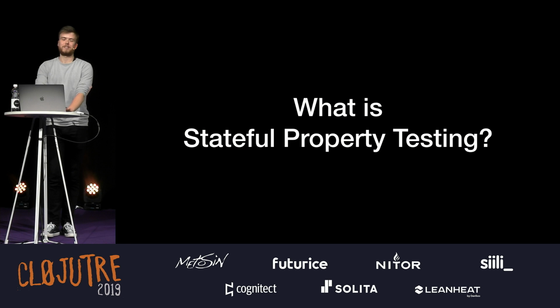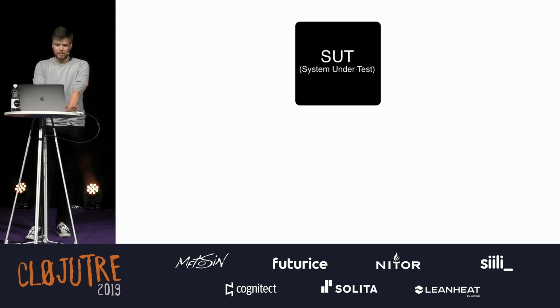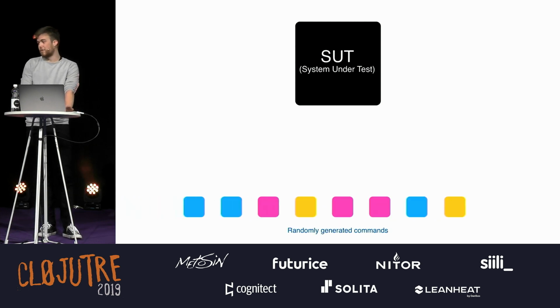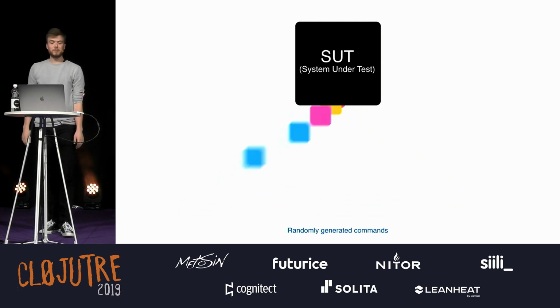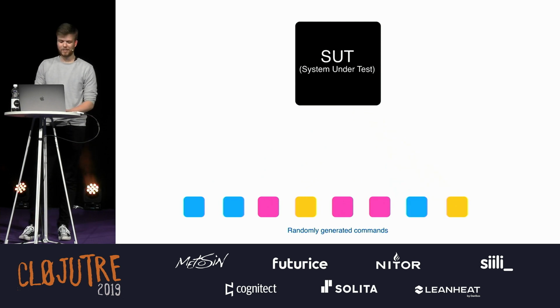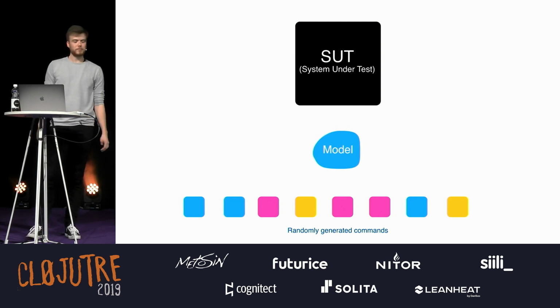So what is it, really? Well, it's when you have a stateful system that you want to test, and you have some operations that you want to test running against that system. These are what we call the commands, and they are randomly generated during our test. We run those commands against the system, like so. And we also have something that we call a model, which is like a second implementation of your system, which we also run the commands against.